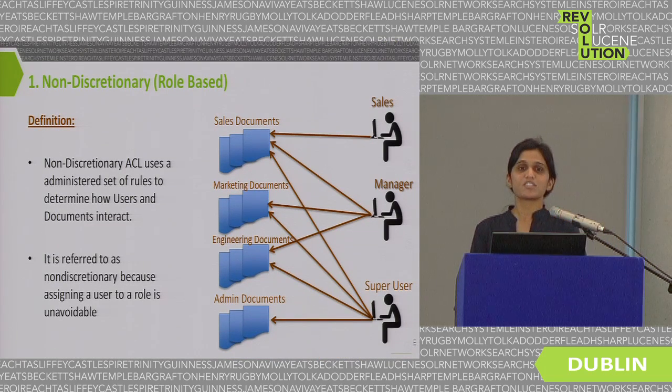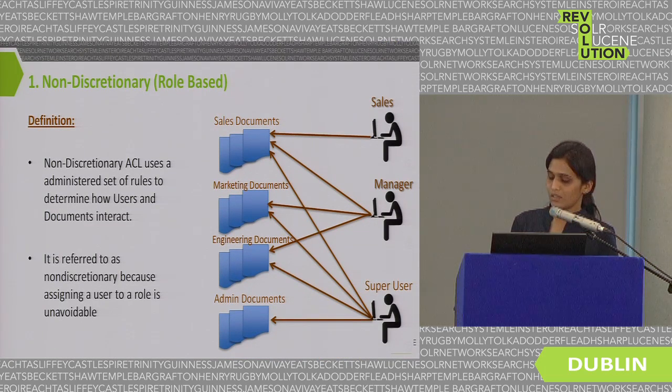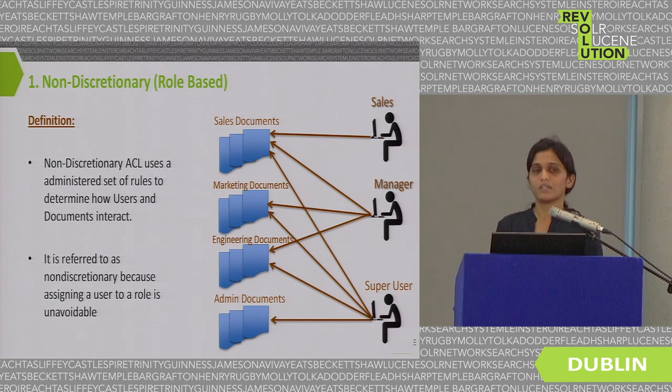Okay. So the non-discretionary type of access control model is a role-based type of model where every user is assigned to a particular role. We call this non-discretionary because every user has to be assigned to a certain role. There will be no user who will not have a role.